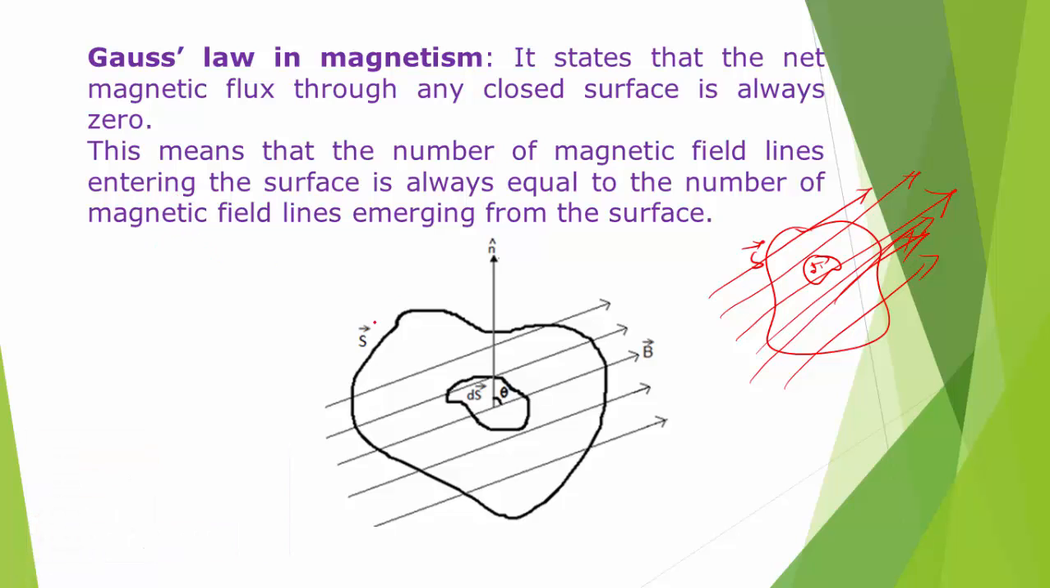Now here, this is the closed surface. Consider this is the closed surface. This is also called a Gaussian surface.